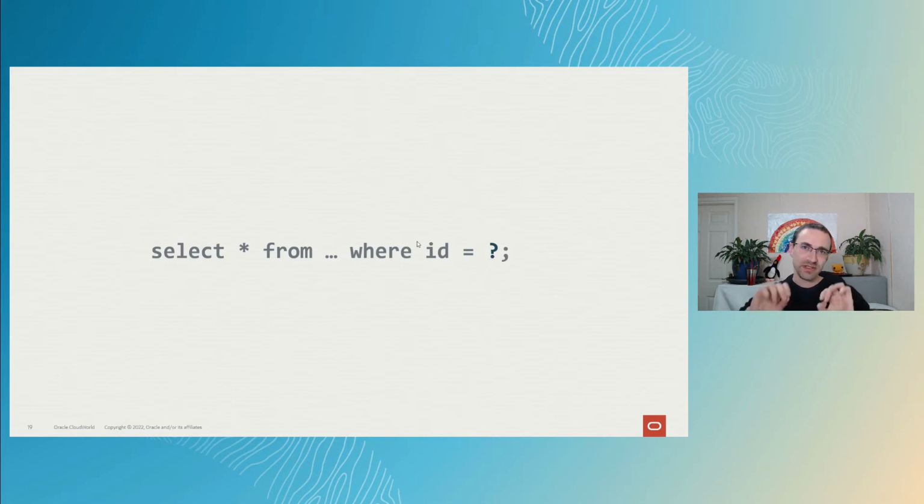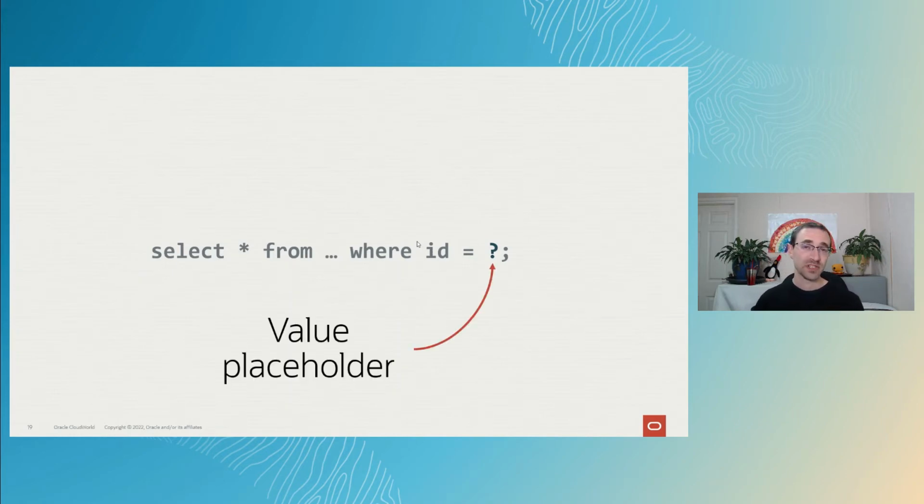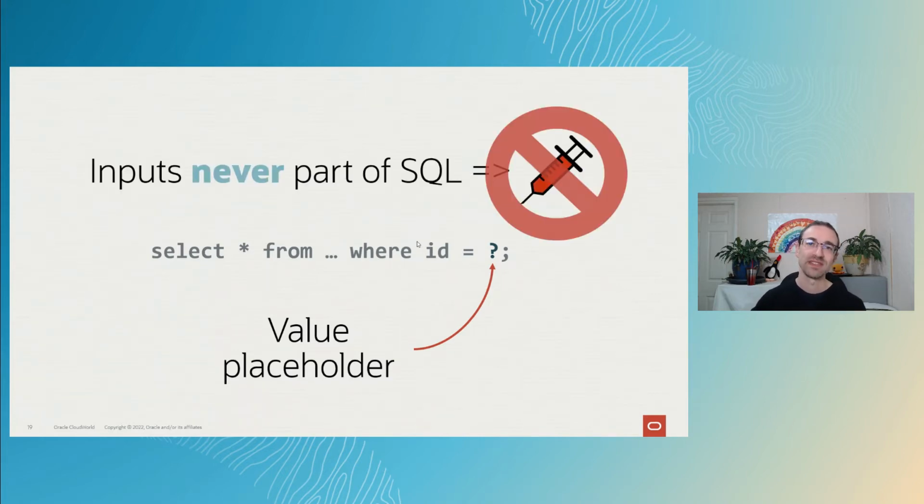The key thing here is the text of the SQL statement stays the same whatever product ID we search for. This question mark is a value placeholder which we bind in at runtime. What this means is that user inputs never become part of the SQL statement, and therefore SQL injection is impossible, right? So it doesn't matter what they pass in. The best case, the SQL statement will just return no rows. So this is absolutely critical to keep your data safe.